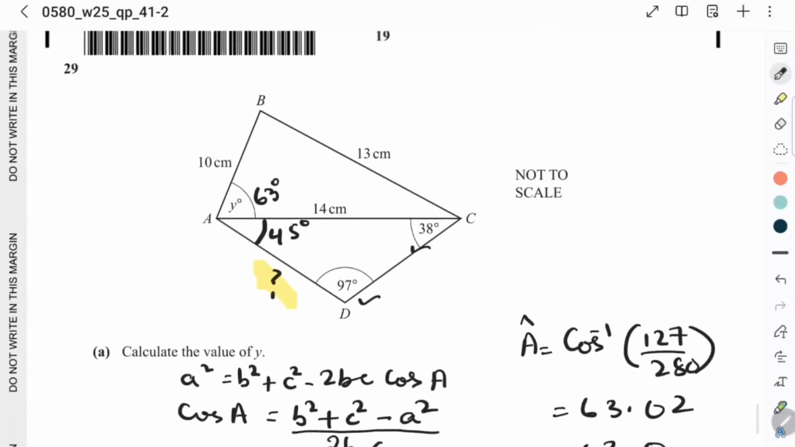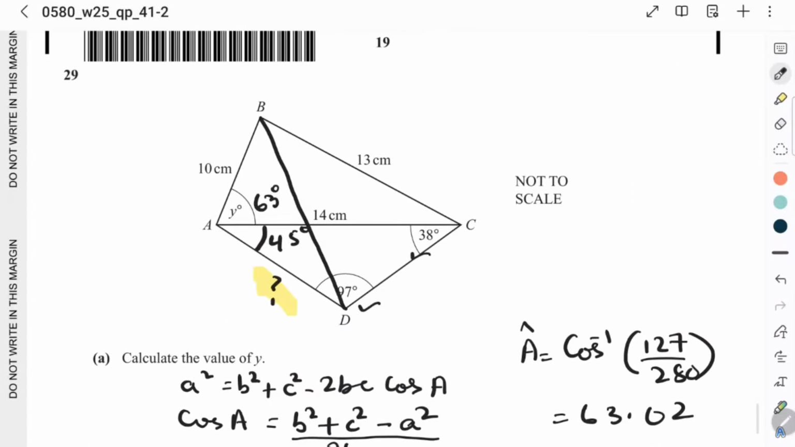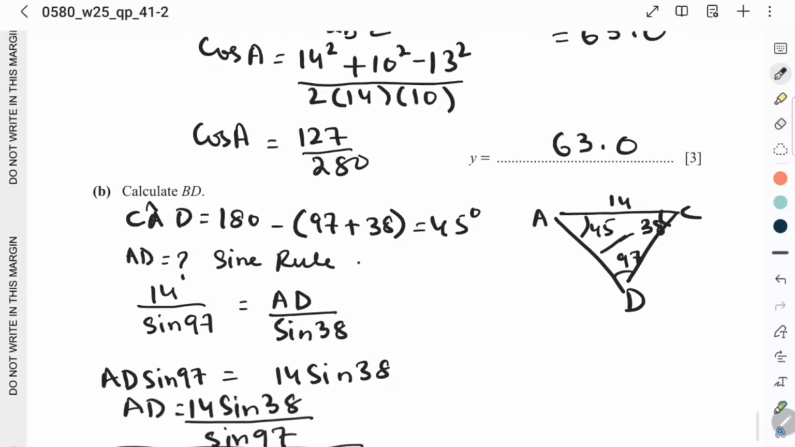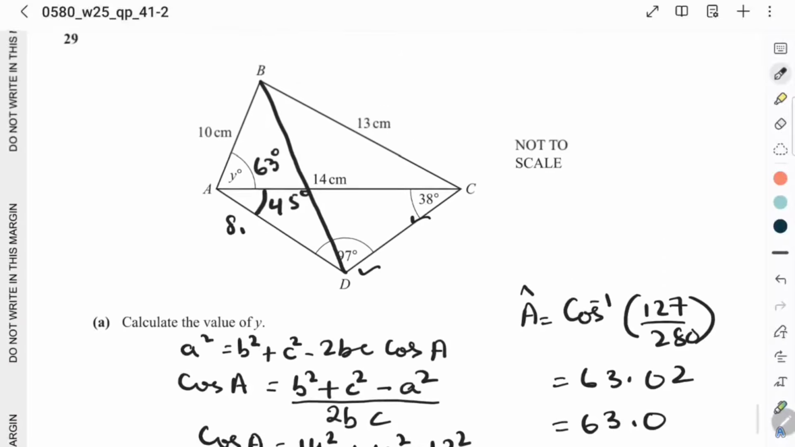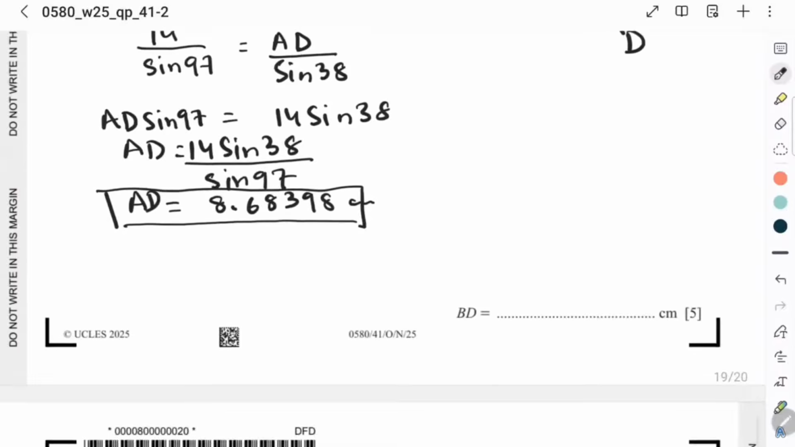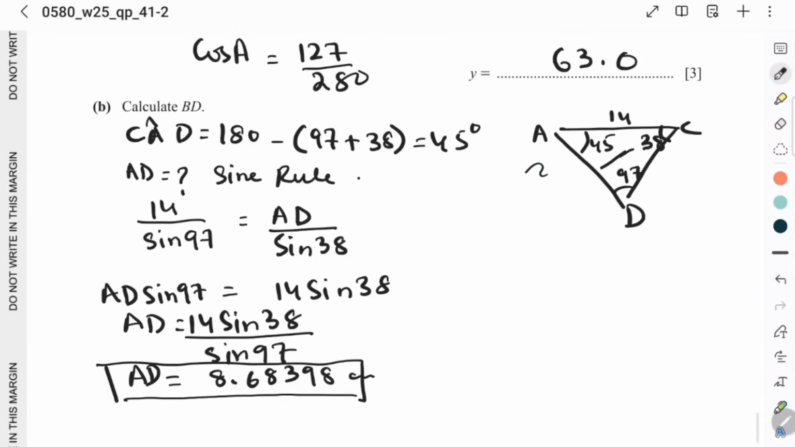Now BD is required, and we found this side as well, 8.68398. So now we are using this triangle: 10, the included angle and BD. So we use the cosine rule. I'm drawing the diagram here so you will easily understand this one. I'm drawing a small diagram because of the space.